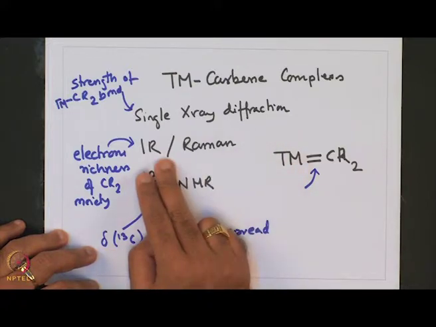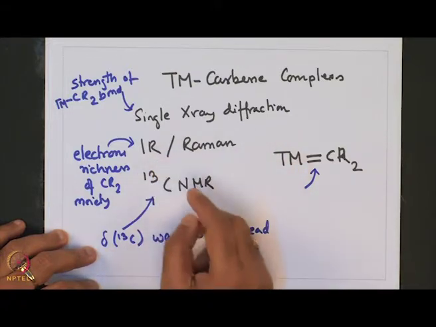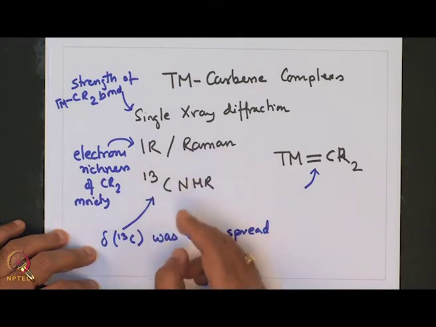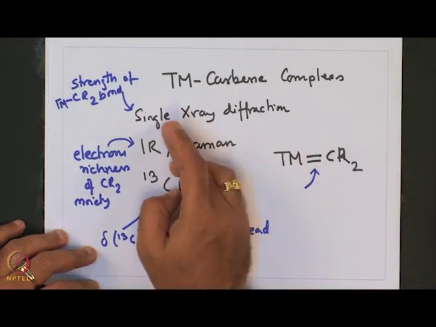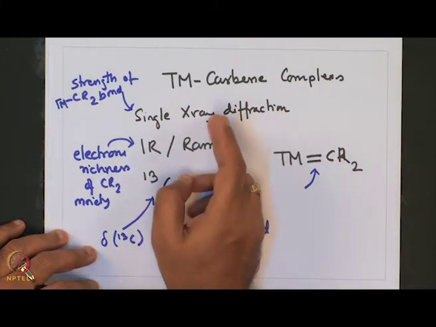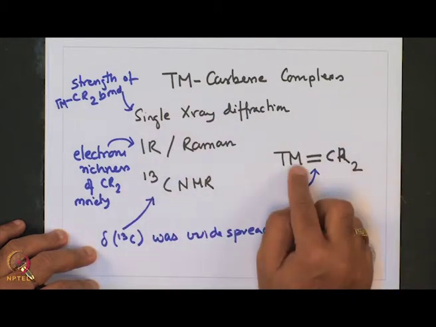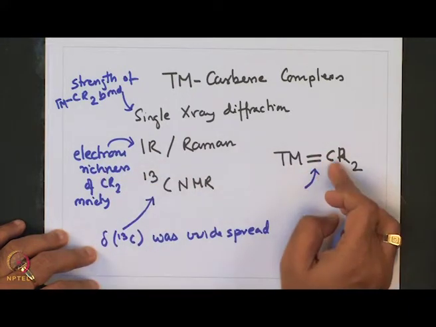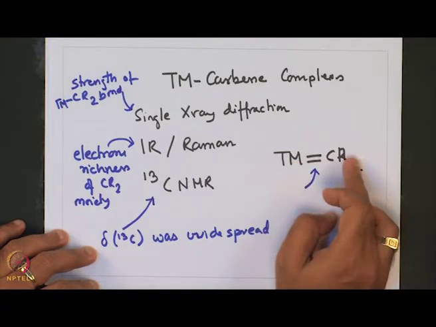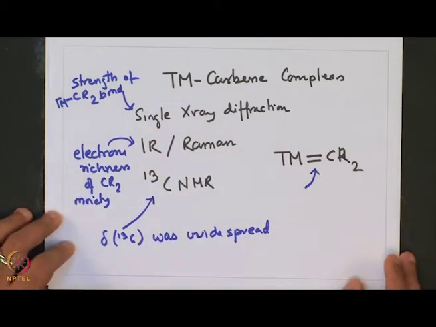Whereas IR or Raman studies clearly gave a method for quantification of the electron richness of the carbene center, as well as the X-ray diffraction study, by looking at the metal carbene bond length, we are also able to get insight as to the strength of this metal carbene bond, with the multiple bond nature of this metal carbene bond leading to its greater strength.